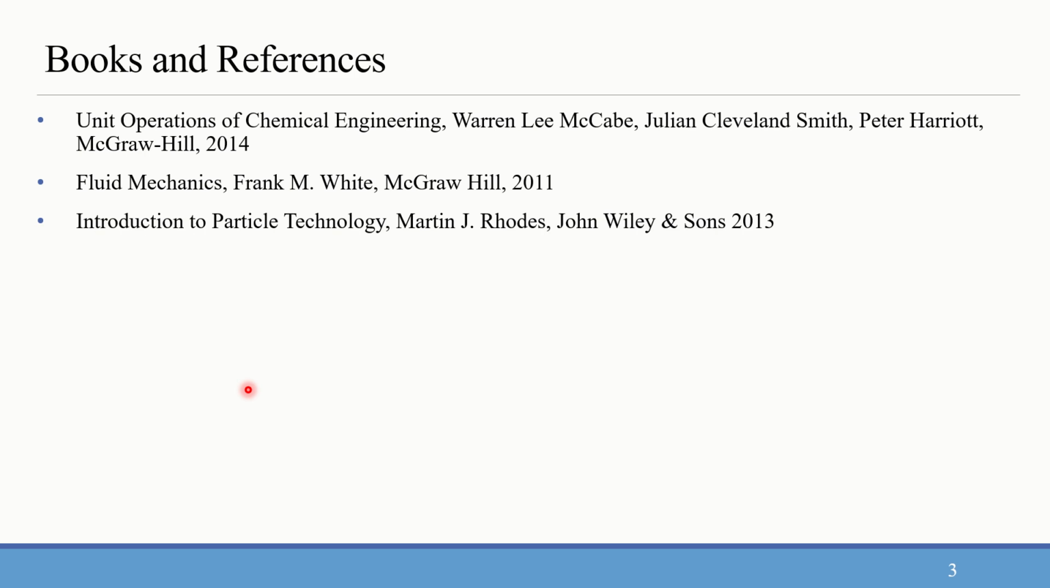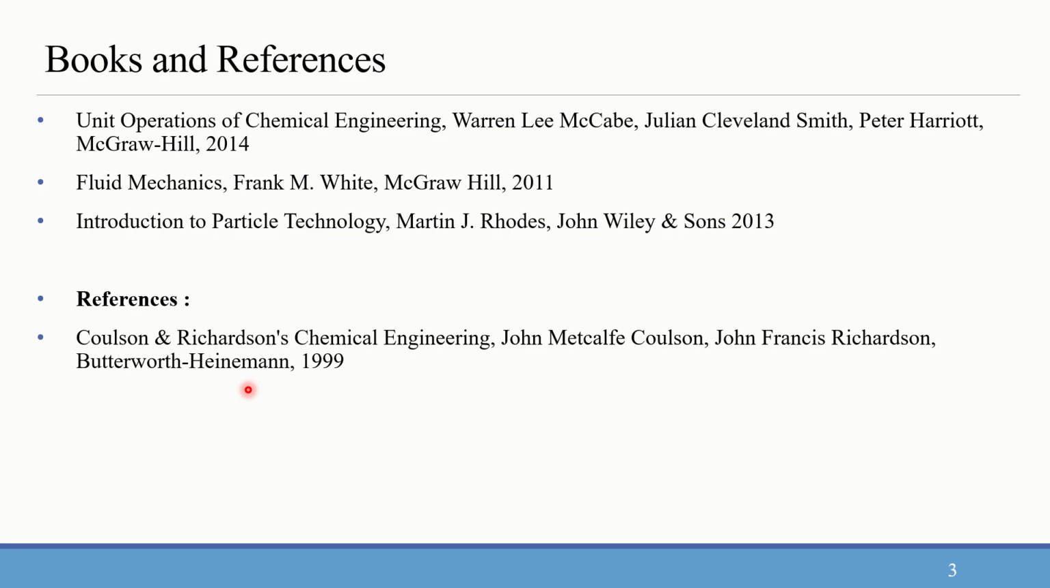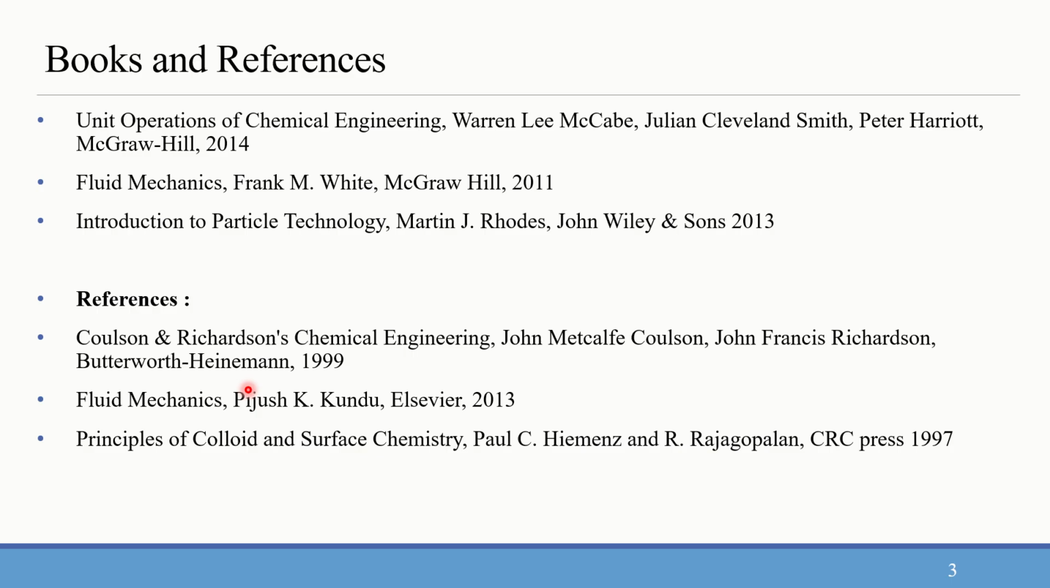Now for books and references, we have Unit Operations of Chemical Engineering by McCabe and Smith. Second, Fluid Mechanics by Frank M. White. And third, Introduction to Particle Technology. And a few references: first one is Coulson and Richardson's Chemical Engineering. Second, it is Fluid Mechanics by Pijush K. Kundu. Third, it is Principles of Colloid and Surface Chemistry. And the last one is Transport Phenomena by Bird, Stewart and Lightfoot. So these are the books and references.